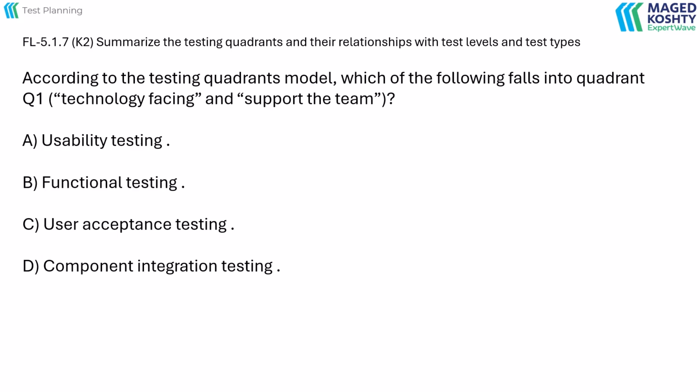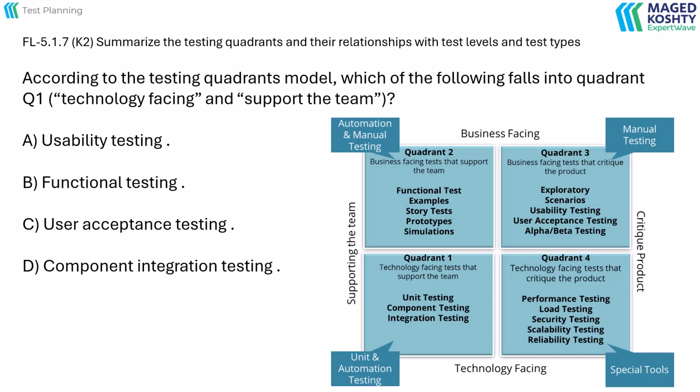Second question. According to the testing quadrants model, which of the following falls into quadrant Q1? Technology facing and support the team. This is the developer town quadrant where we do component and component integration testing. Correct answer is D.